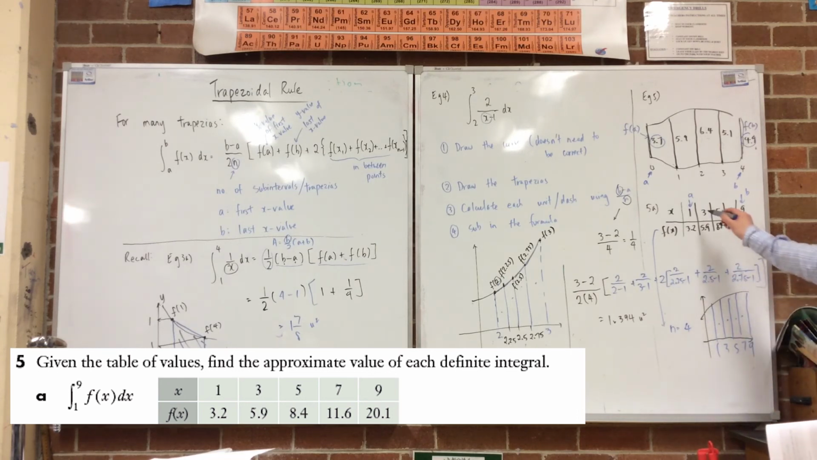But the quick way is, girls, after the first one, you just count to the end. 1, 2, 3, 4. Yeah? And then you plug into the formula and you just get it.